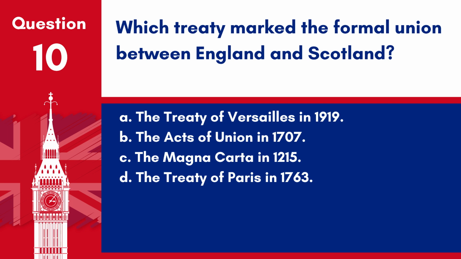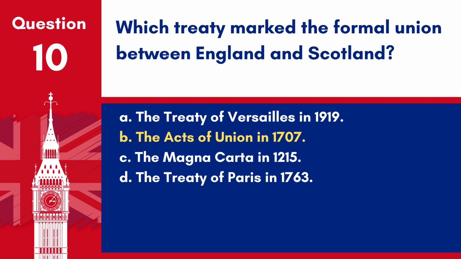Question 10. Which treaty marked the formal union between England and Scotland? A. The Treaty of Versailles in 1919. B. The Acts of Union in 1707. C. The Magna Carta in 1215. D. The Treaty of Paris in 1763.